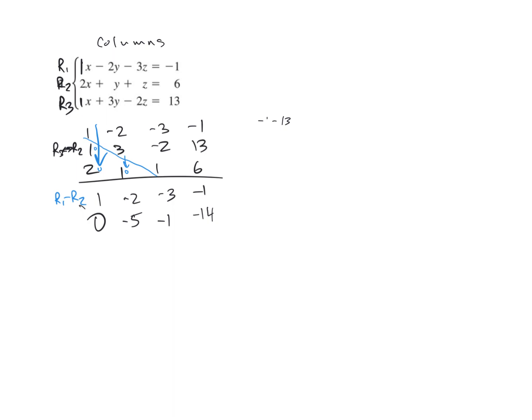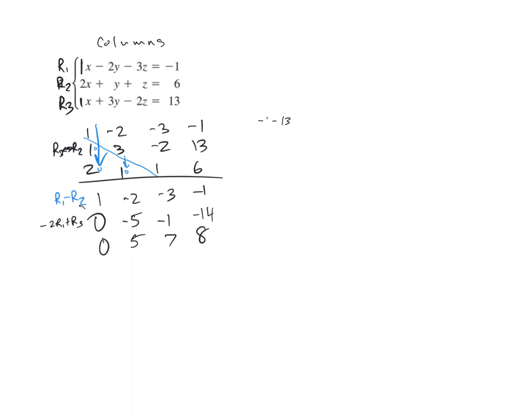And then what we want to do next is I could try -2 times row 1 plus row 3. So -2 times 1 is -2, plus 2 is 0. So I get my 0 right there, and then we keep going. -2 times -2 is +4, plus 1 is 5. And then -2 times -3 is 6, plus 1 is 7. And again, -2 times -1 is 2, plus 6 is 8.